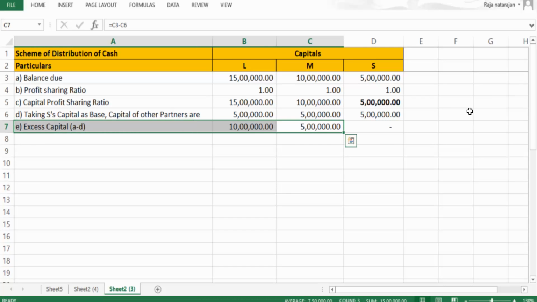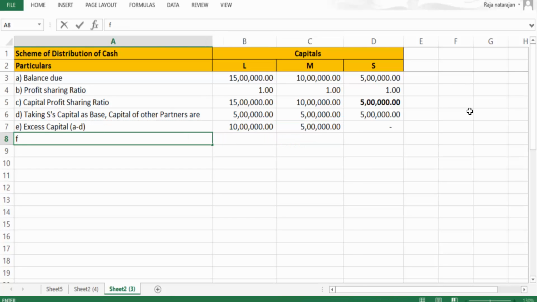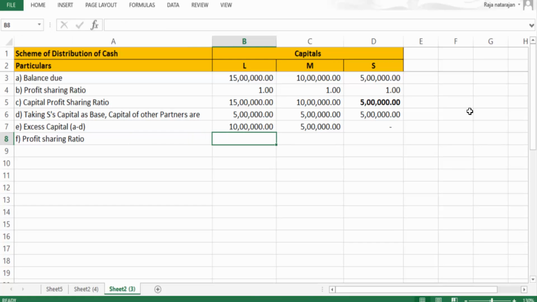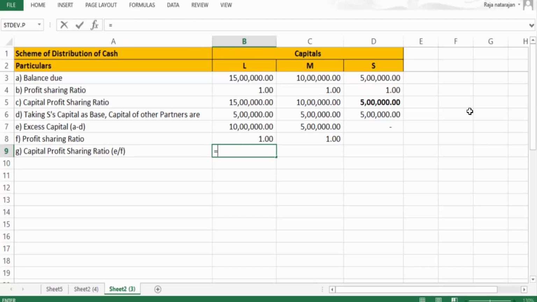So can we take a decision now? No, because they are not in profit sharing ratio. So we'll reduce this even further. So item F will again bring in the profit sharing ratio, which is 1:1. Then we'll arrive at the capital profit sharing ratio, which is going to be item E by F, and it's going to be 10 lakh by 1. We have 10 lakh and 5 lakh. So again, this 5 lakh is the lowest quotient.